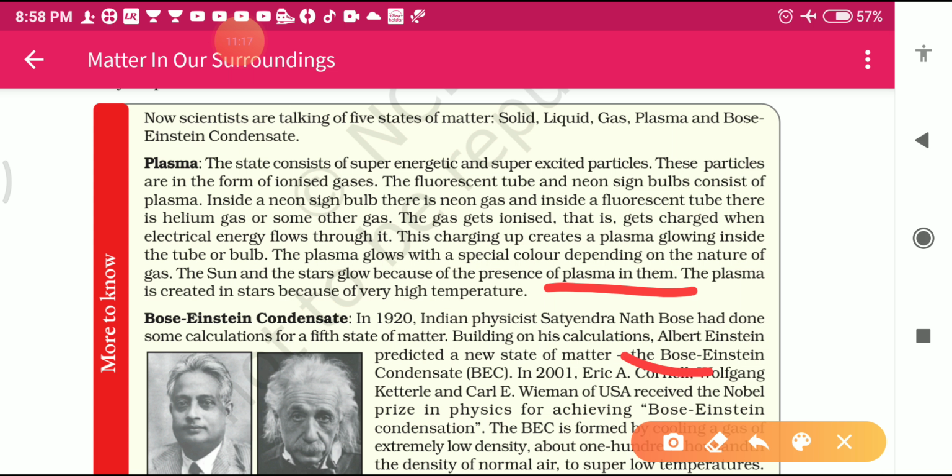The Bose-Einstein condensate, BEC, was predicted in 1920. According to the name, see here: Satyendranath Bose, here Bose is given, and here Einstein, condensate. That's why the name is the Bose-Einstein condensate. On the basis of their names, the fifth state of matter is the Bose-Einstein condensate.